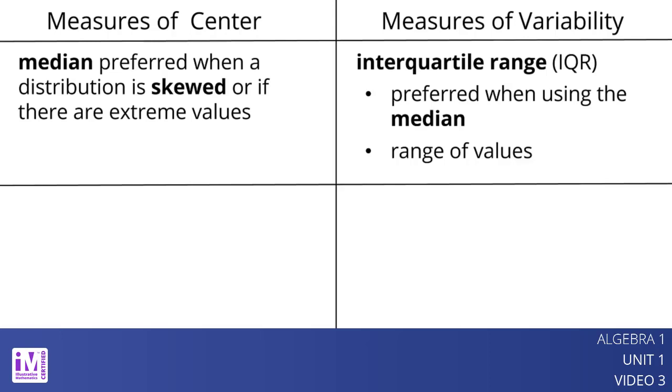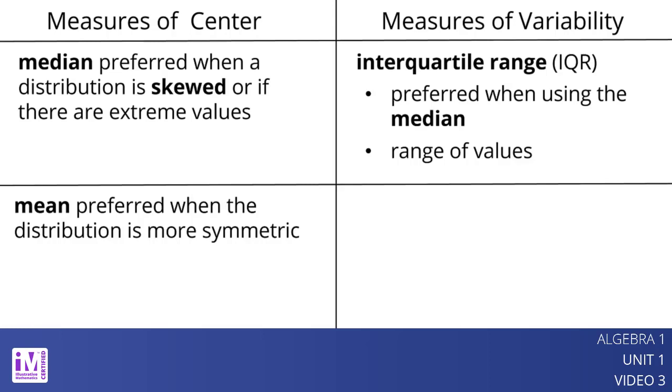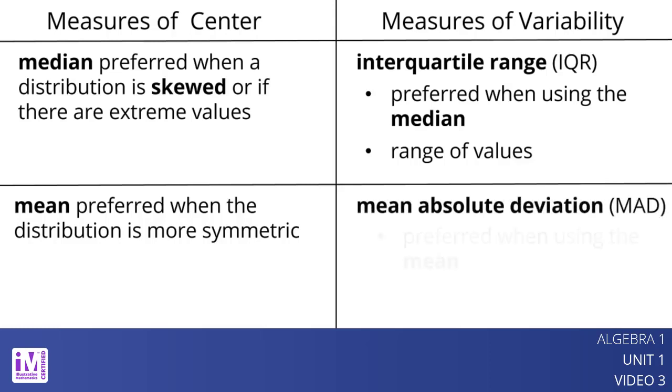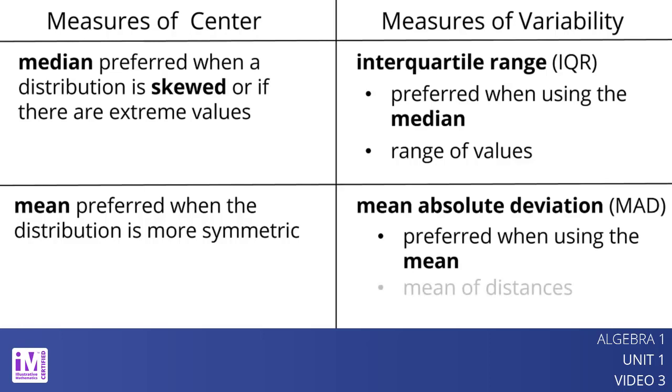In a more symmetric distribution, the mean is the preferred measure of center. When using the mean, the mean absolute deviation, MAD, is the preferred measure of variability. The mean absolute deviation, or MAD, is a measure of variability determined by the mean of the distances of the data points from the mean of the distribution.